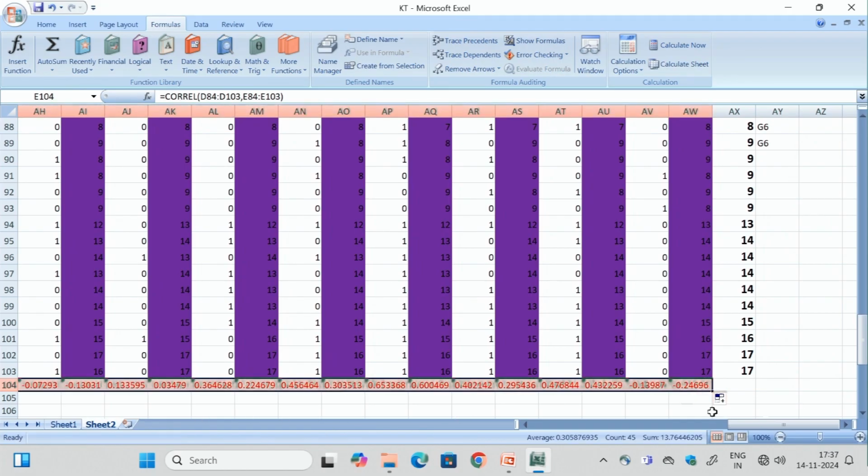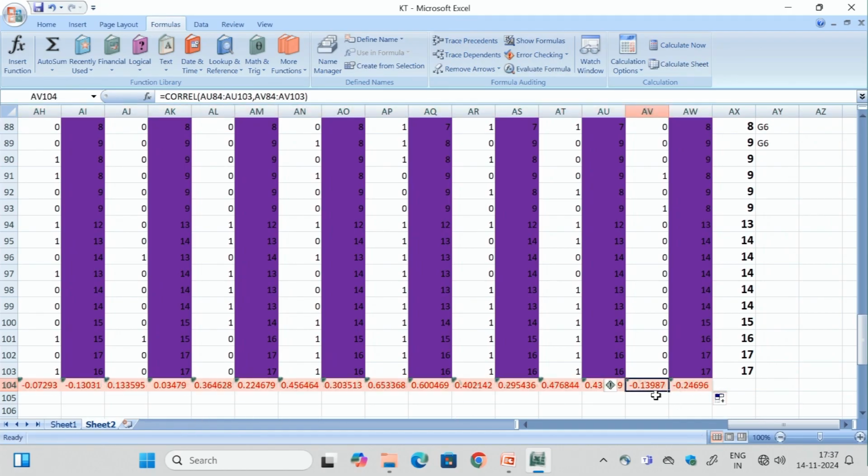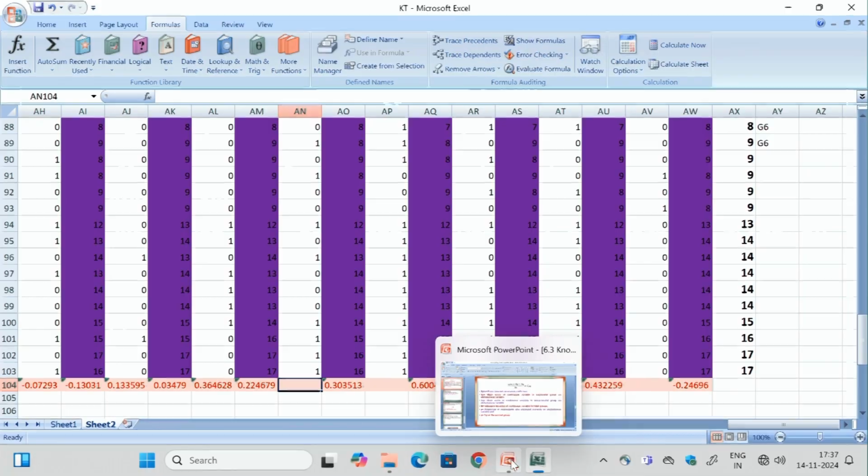Now, if you extend that for all these items, these are the point biserial correlation coefficients. It is as simple. After you get these values, the item difficulty value, item discrimination index value, and the point biserial correlation, what do you need to do in the next step?